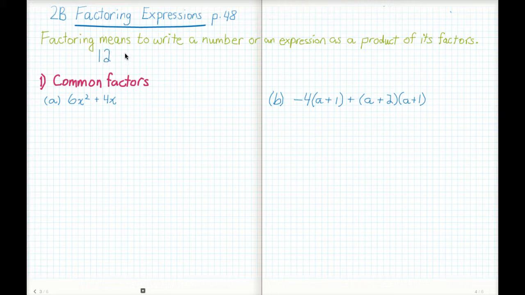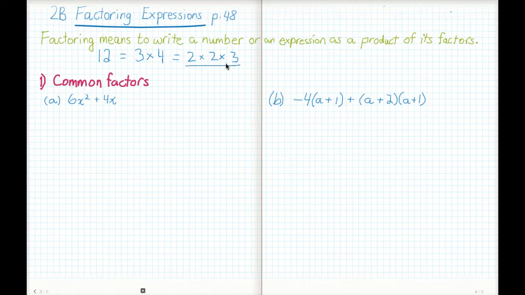Let's take the number 12. If we want to factor the number 12, then we look for things that multiply to give us 12. Say 3 times 4. And maybe we even want to do it as prime factors, in which case we would take that 4 and write it as 2 times 2 and make it 2 times 2 times 3. So 2 times 2 is 4, times 3 is 12. This is how we write 12 as a product of its factors.